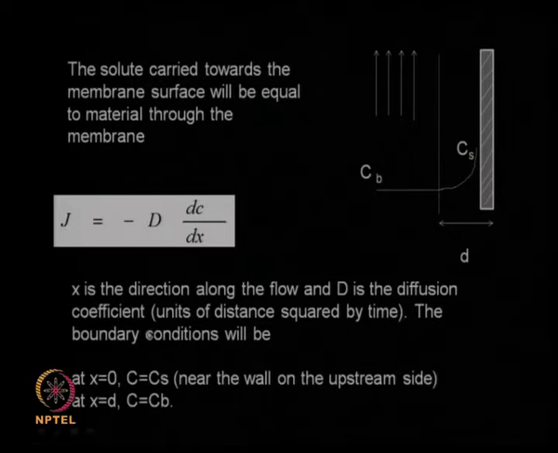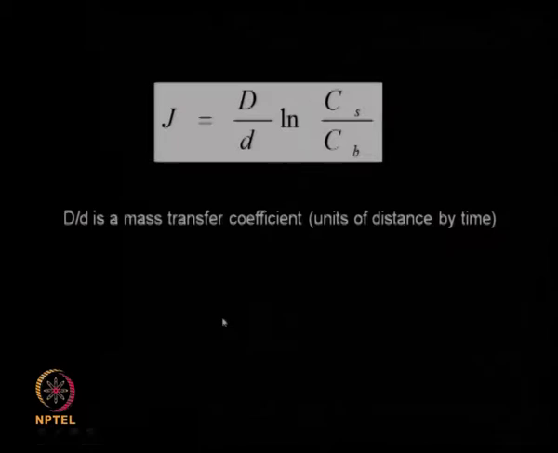Now, what are the boundary conditions? At the wall on the upstream side, C is equal to Cs, and at x equal to delta, that is, the boundary layer thickness, C is going to be Cb. We can solve this differential equation and apply these boundary conditions. This is a first order differential equation, so it is very simple to solve. We get a nice equation: J equals D divided by delta times the logarithm of Cs by Cb.